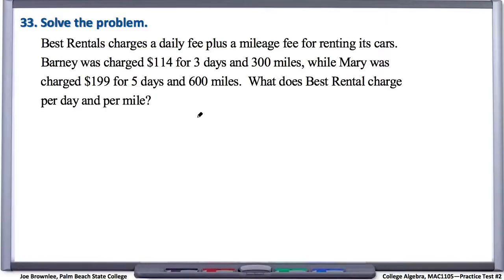So normally we're used to using X and Y, right? But how about we go ahead and switch things up a little bit? Because we're trying to find out what the daily rate is, let's let the letter D represent the daily rate, the daily fee. And how about we let M represent the mileage fee? That's what we're trying to find: these two charges.